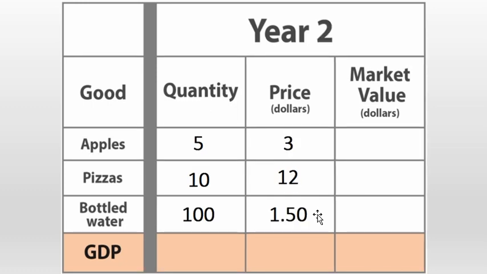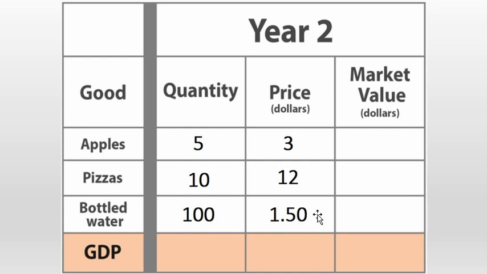Okay, so let's say in year two we change our production. Now we're only producing 5 apples, which is fewer apples than we produced the first year. We're producing 10 pizzas, which is the same, but we're producing more bottled water. Now the prices have changed too: the apples cost $3, pizza costs $12, and bottled water costs $1.50.